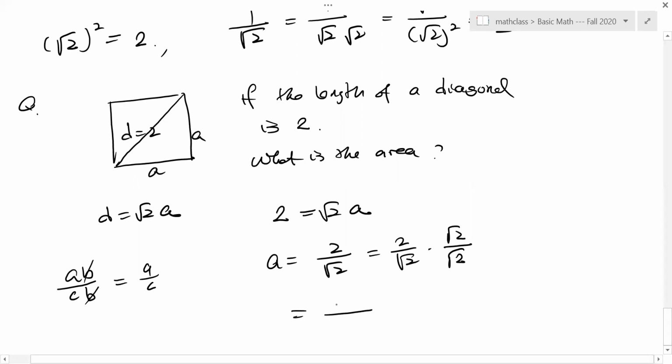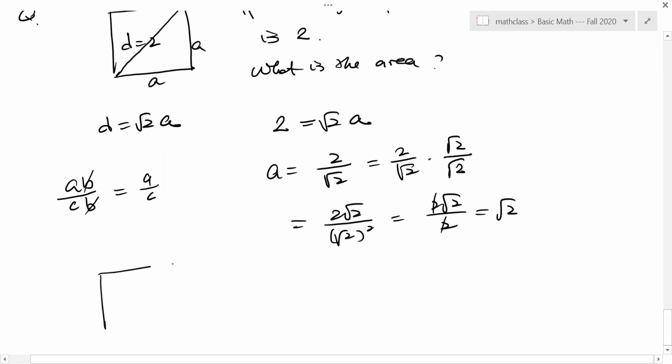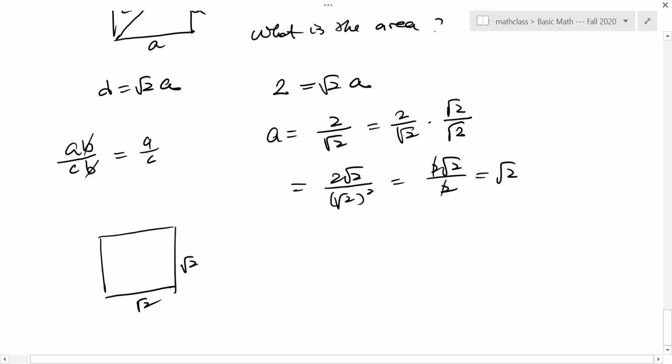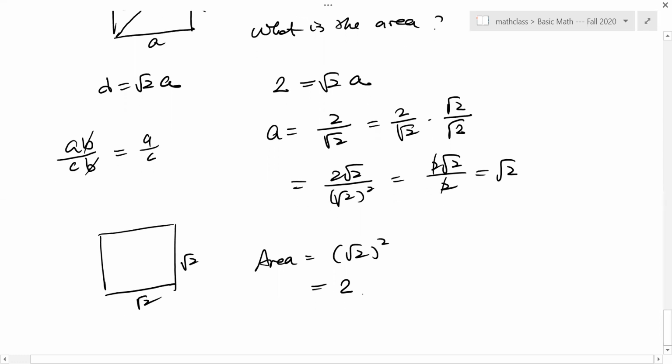Then the numerator gets 2 times square root 2. The denominator is square root 2 squared, which is going to be 2. So now the 2 cancels out, and A is square root 2. Now what is the area? The area is going to be square root 2 squared, which is again 2. So if the length of the diagonal is 2, then the area is going to be 2.